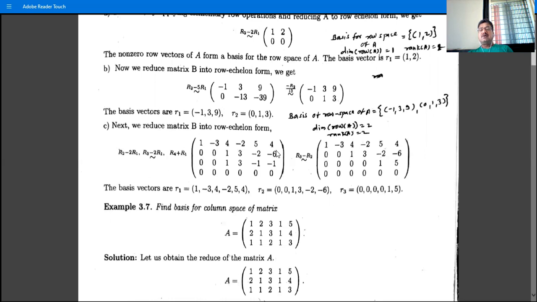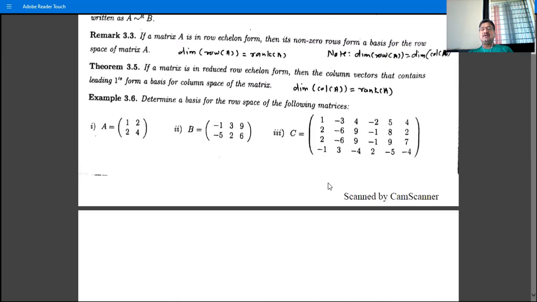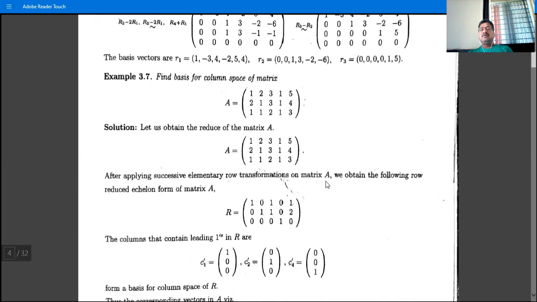So the set of all these three vectors, write it like this: basis for row space of A as these three vectors in curly brackets. Okay, and so the dimension of row space of A for this matrix C is what? The dimension of row space of A is equal to 3, and the rank of this matrix is 3. So this is C actually. So rank of C is 3. So these are the three examples of rank.